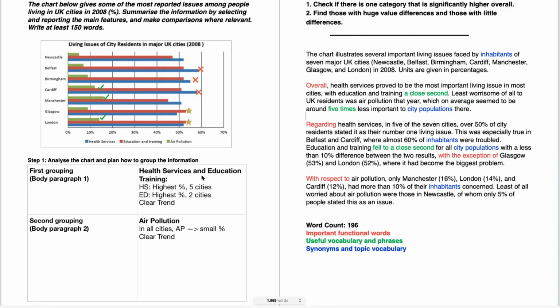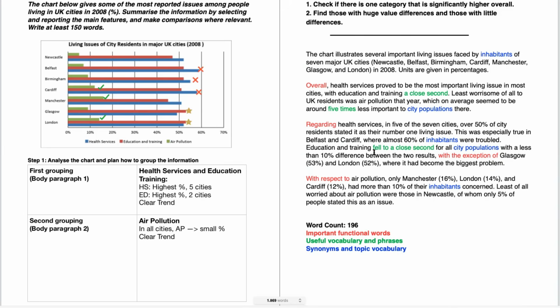Now I'm going to look at the health services and education training in this paragraph. I have regarding health services, in 5 of the 7 cities, over 50% of city residents stated it as their number 1 living issue. And that is true. I've talked about all 5, even though I highlighted these 3 in my notes. This was especially true in Belfast and Cardiff, where almost 60% of inhabitants were troubled.